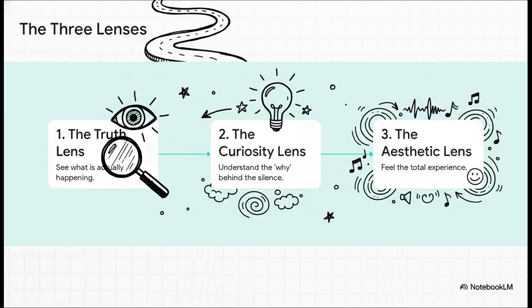Okay, so here's our game plan. We've got three lenses that build on each other. We're going to start with the truth lens to see what's actually happening. Then we'll switch to the curiosity lens to figure out why it's happening. And finally, we'll use the aesthetic lens to understand the total experience. Let's dive right into that first one.